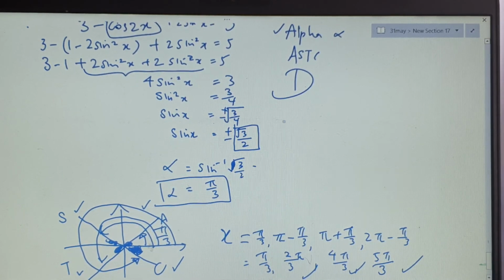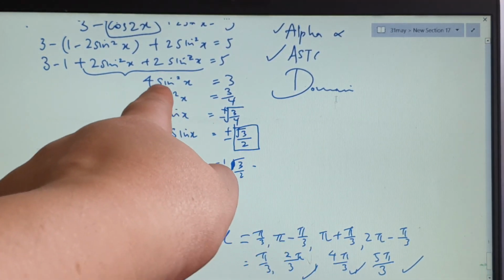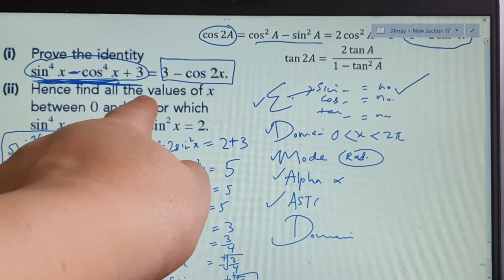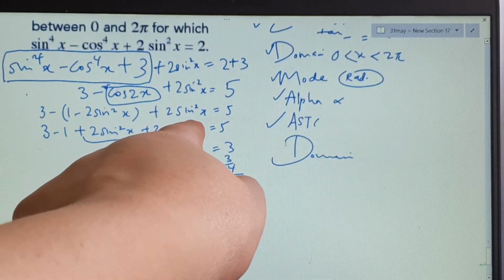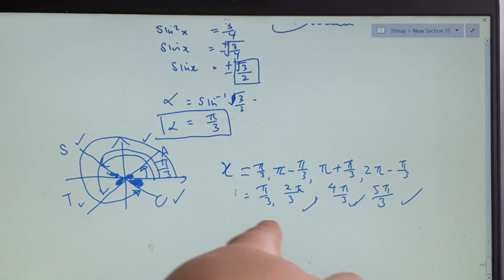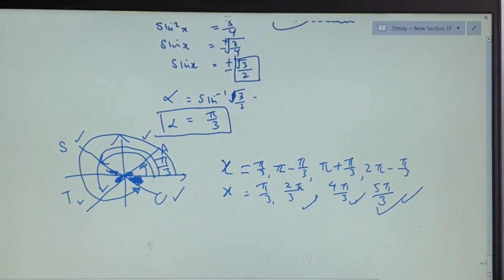We haven't ended yet. ASTC done already. I just want you to check that your answer falls within the domain that's given to you. They say x is between 0 to 2 pi, right? Is your final answer between 0 to 2 pi? Yes. Then that's your final answer. So that's all.